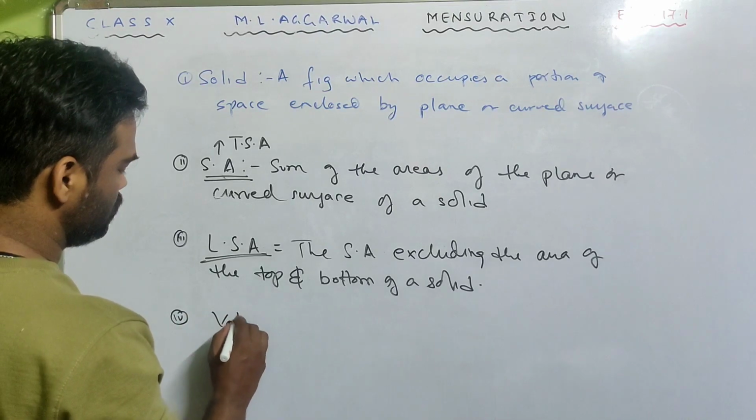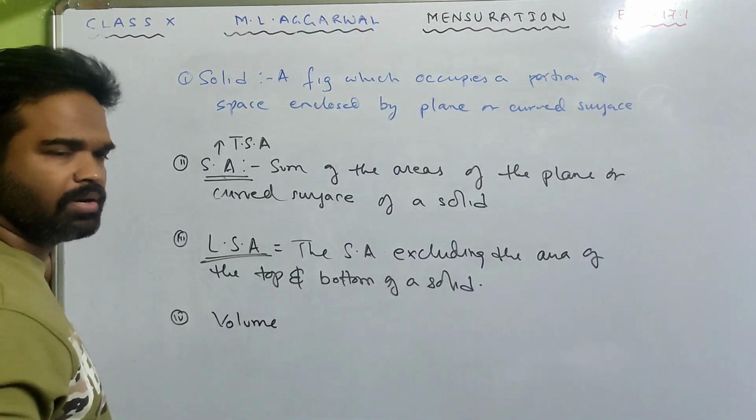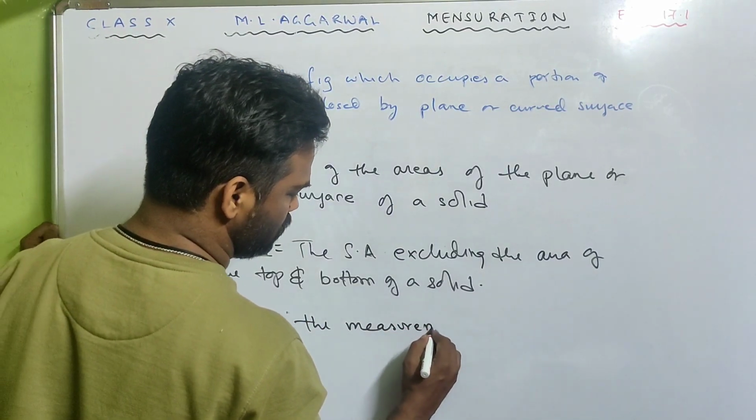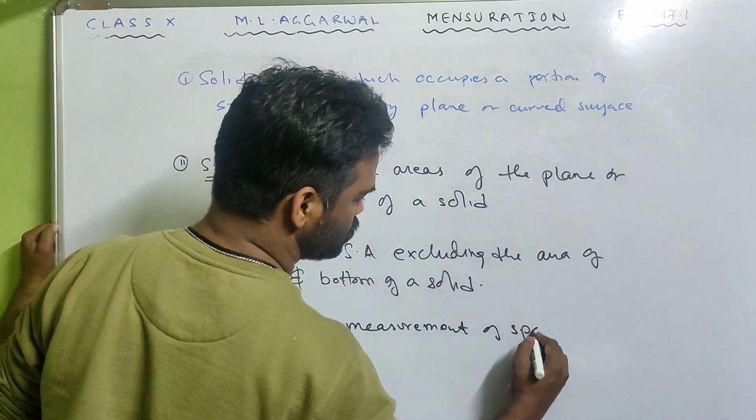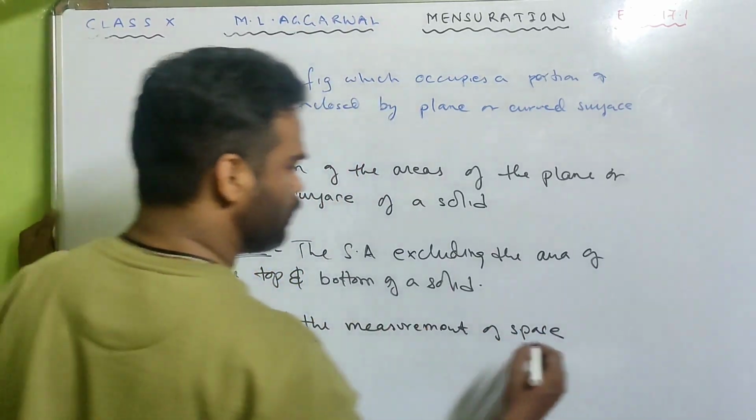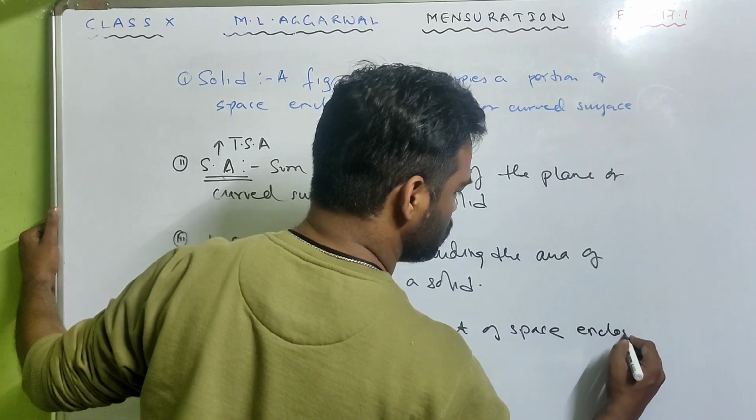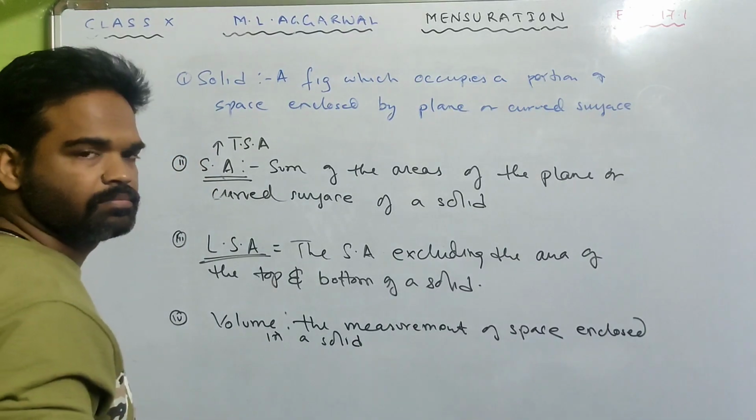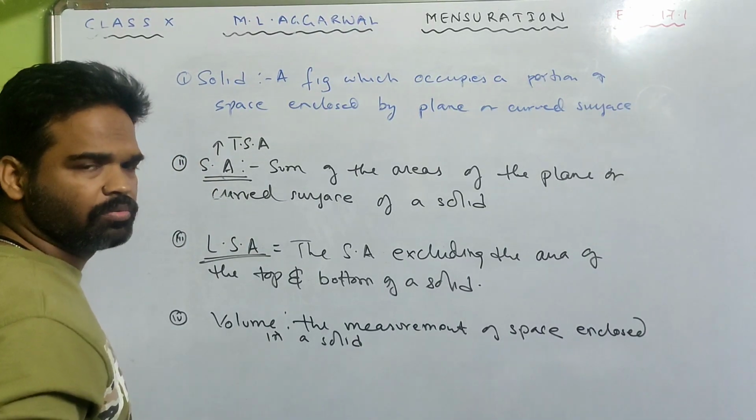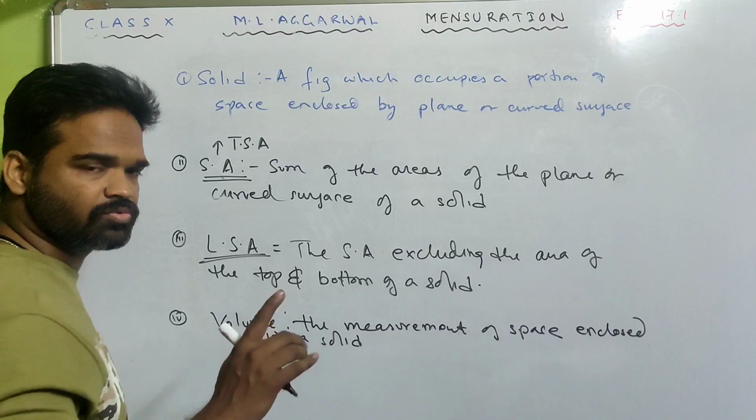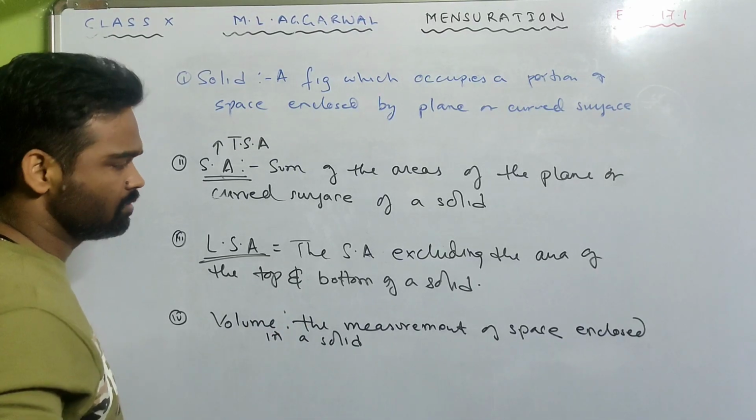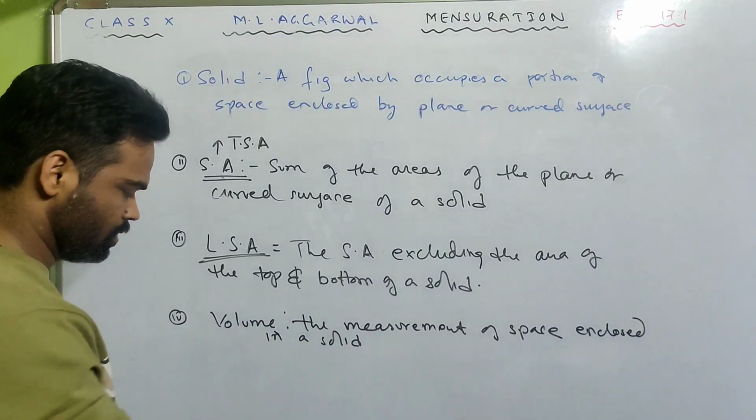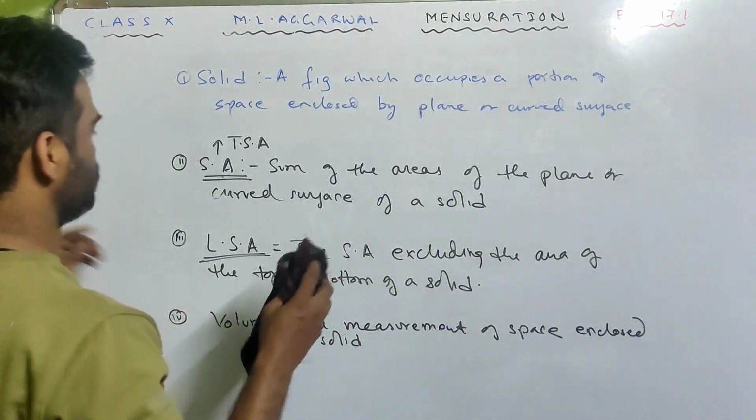Now, volume. The measurement of space enclosed in a solid, that is your volume. It is measured in centimeter cube, meter cube, liters. A solid has 3 dimensions, length, breadth and height. Okay. Surface area is measured in meter square, centimeter square.